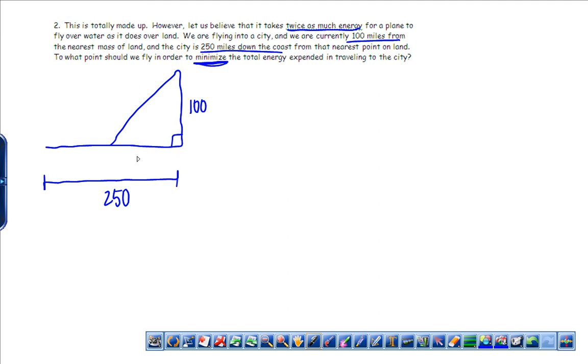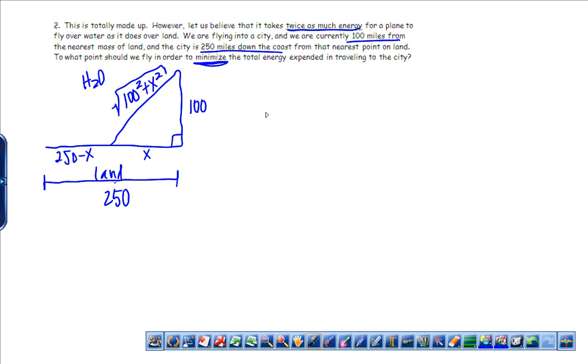All right, so we need to start giving some information. So it looks like our water is out here, and our land is, of course, here. So it's going to take twice as much energy to fly over the water as it does over land. So finding the information, if this is 100, this is 250, let's label this as your x, and this is 250 minus x. And finding our right triangle information, this would be 100 squared plus x squared, and we're going to take the square root.